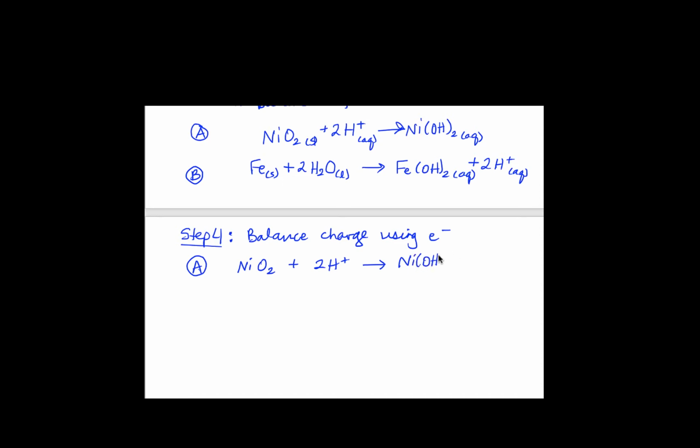Okay, so nickel oxide has 0 charge, and we have 2 hydrogens over here, and so we have a +2 charge on the left-hand side, and over here on the right-hand side we have a 0 charge. So in order to make both sides of this reaction have 0 charge, I need to balance out those +2. So I'm going to add 2 electrons to this side to make both of these equal to 0.